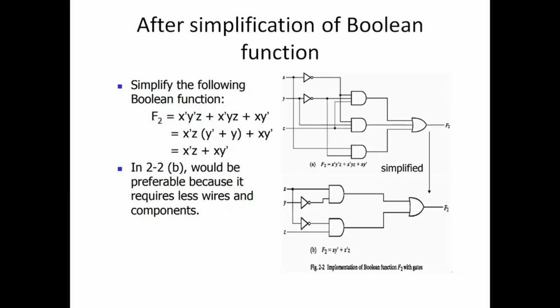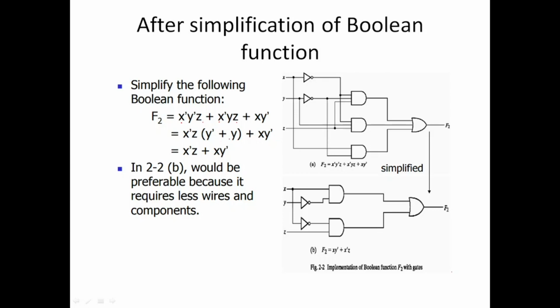See here. We are simplifying using the Boolean laws, theorems and postulates. With the help of those theorems and postulates we are simplifying the Boolean function. For the first two terms we can consider X dash Z as a common term and write it as X dash Z into Y dash plus Y. And the third term is taken as it is, X Y dash.